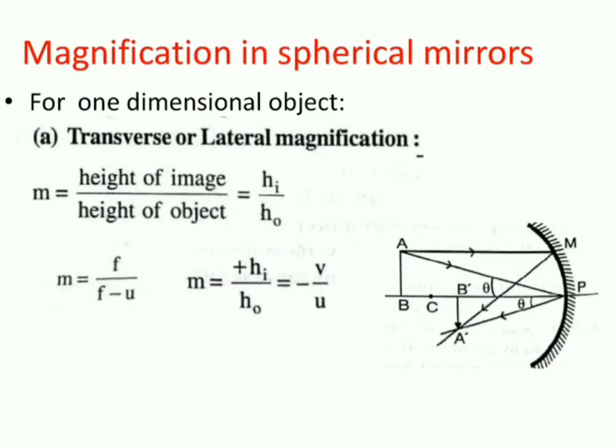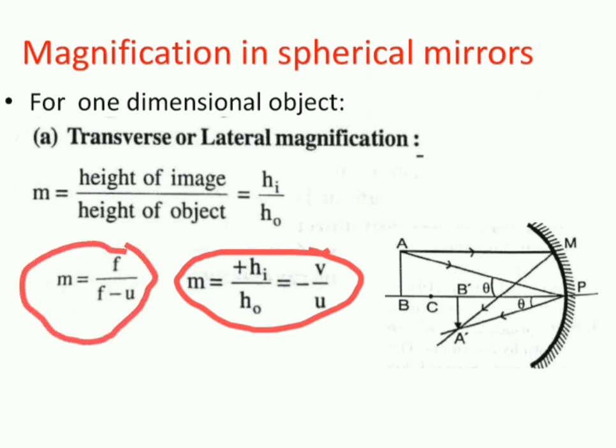Now come to magnification produced by spherical mirrors. But when you are talking about magnification, be very careful which magnification they are asking about. If it is transverse or lateral magnification for a one-dimensional object, that means height of image is asked. So we know height of image by height of object is given by minus v by u. This is your formula for transverse magnification, minus v by u. If you express minus v by u in terms of focal length, this is a very helpful formula: m is equal to f by f minus u. But when you are using this formula for numericals, don't forget the sign convention. Along with signs, you will have to substitute the values.